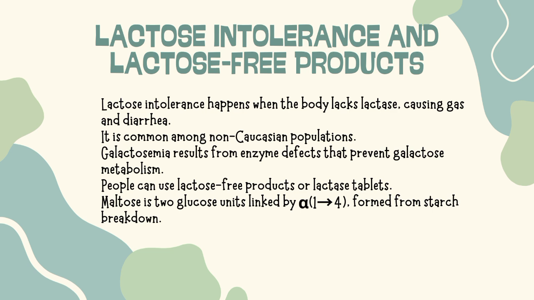It is more common among non-Caucasian groups. Galactosemia is a different condition caused by an enzyme defect that prevents the body from using galactose, a part of lactose. People who are lactose intolerant can drink lactose-free milk or take lactase enzyme tablets to help digest it. Maltose is another disaccharide made of two glucose molecules joined by an alpha 1 to 4 bond. It is formed when starch breaks down.